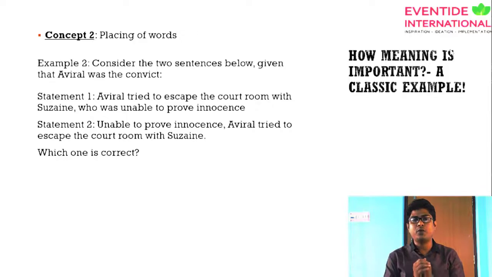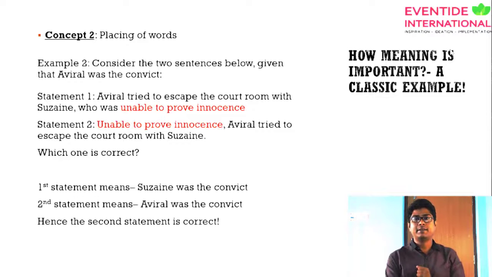Let's analyze statement 2. Unable to prove innocence, Aviral tried to escape the courtroom with Susan. Absolutely to the point. This clause, unable to prove innocence, this time modifies Aviral. So you see, the same clause, when placed at two different places, means completely different things. GMAT can actually test you with words as well as clauses. In the next section, we will try to solve a question from the actual GMAT test.